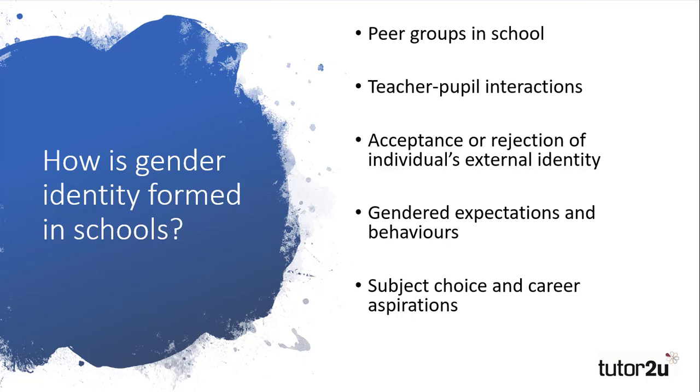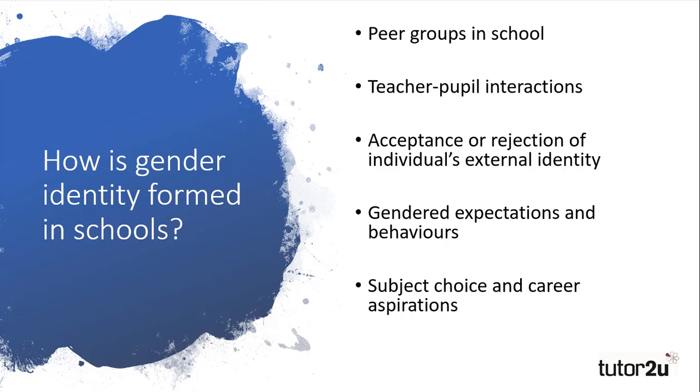Firstly, the peer group interactions in school. We have seen how peer groups can shape social class identity, but some of the research on peer groups indicates that a pupil's peers may also influence their gender identity as well. A second way schools can shape gender identities is through teacher-pupil interactions, especially interactions with teachers of the same sex.